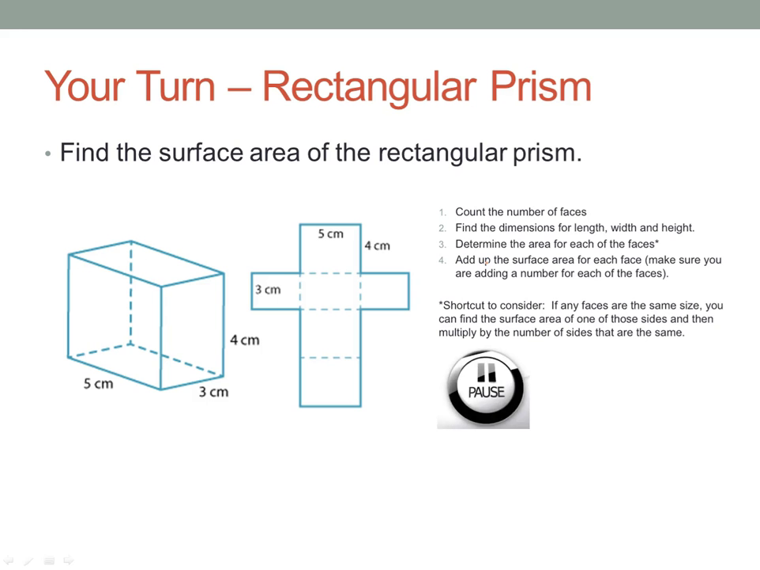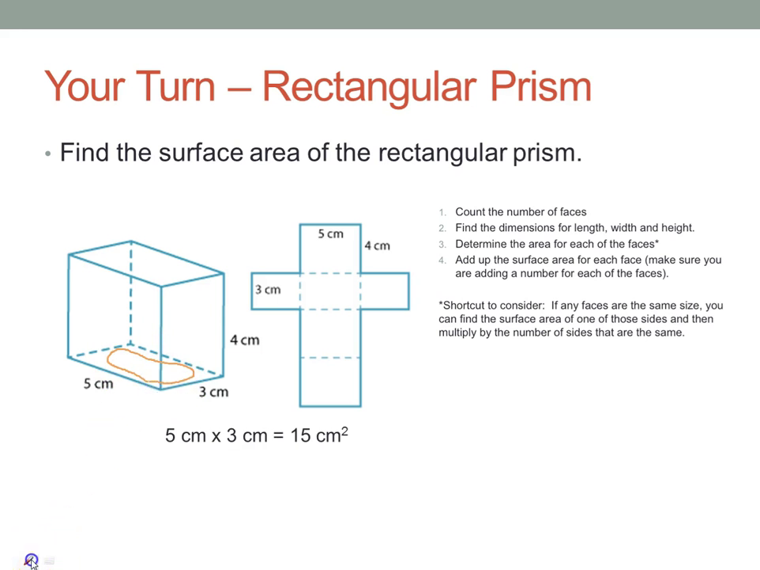So I want you to pause here and come back when you figured out the surface area of this rectangular prism. All right, welcome back. So let's see how you did. You should have had one face, 5 by 3. That would be the bottom here. So 5 by 3, that's the bottom.